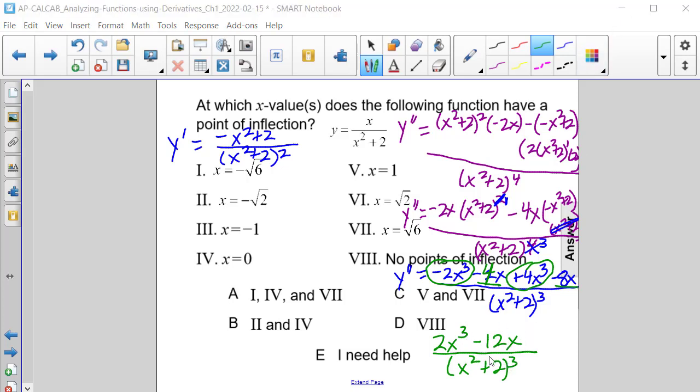And now we can set y double prime equal to 0. Let's first talk about critical values for the denominator. Can x squared plus 2 quantity to the third ever be 0? No, it cannot, because even if you substitute negative numbers in, they're going to become positive once you square them. And then you're adding 2 to that positive number and then cubing it, so it's becoming a bigger positive number. So we really only have to worry about when 2x to the third minus 12x is equal to 0.